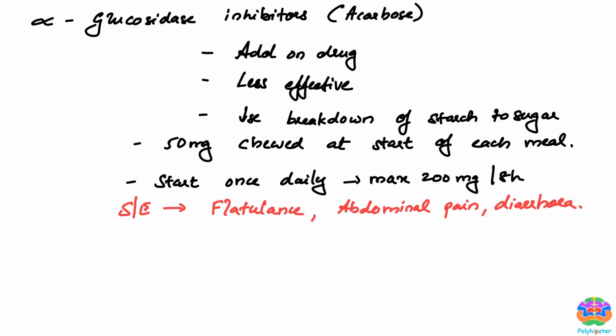The last category of hypoglycemic drugs includes alpha glucosidase inhibitors, an example being acarbose, which is given as an add-on drug. It is comparatively less effective than the other drugs. It decreases the breakdown of starch to sugar. The dose is 50 mg chewed at the start of each meal. Start once daily, with a maximum of up to 200 mg in 8 hours. Side effects of this drug include flatulence, abdominal pain, or diarrhea.